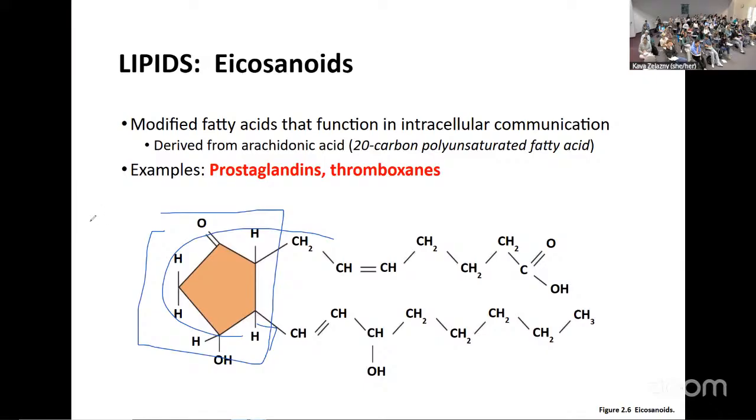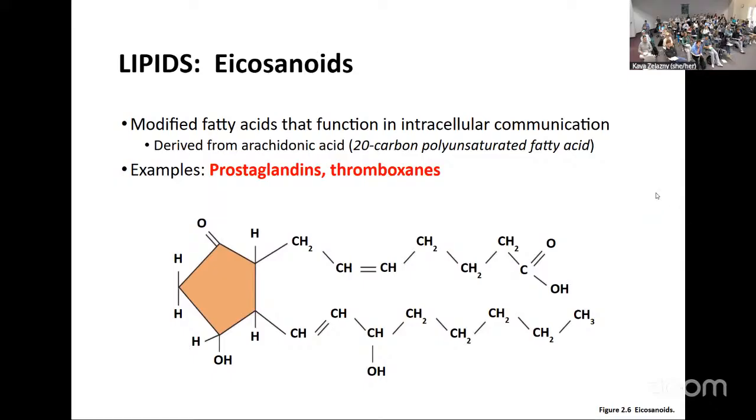We're not going to see these often in this class, but they do exist. Usually what they're doing is functioning in intracellular communication, so kind of working in conjunction with hormones, basically. When we think about hormones, we're going to be thinking about lipid types and protein types. So examples of some eicosanoids that we'll see later in this course potentially would be prostaglandins and thromboxanes. But mostly we're going to be focusing on the other types of lipids. But I know some people are really jazzed about chemistry, so worth taking a peek.